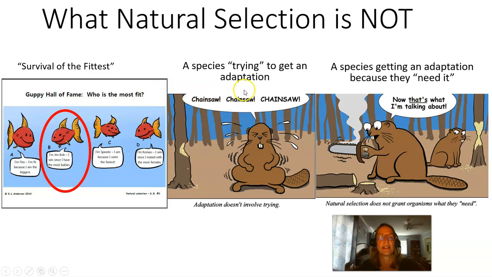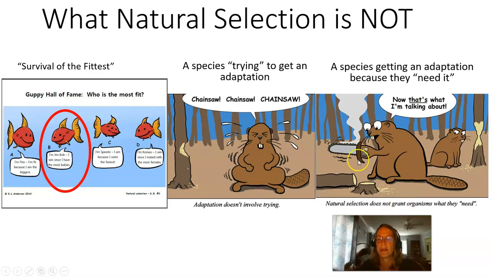Another thing that people often say when they're thinking about natural selection is that under certain conditions, an animal tries to get a certain mutation or starts to behave in a particular way, and they get an adaptation. That is not the way it works. Adaptation doesn't involve trying. The traits that natural selection acts upon are random. They're randomly produced through mutation.